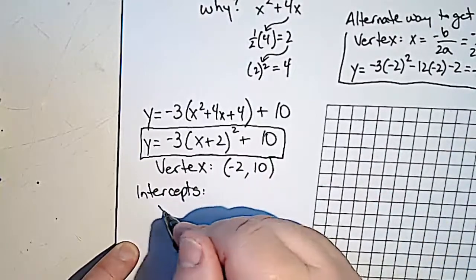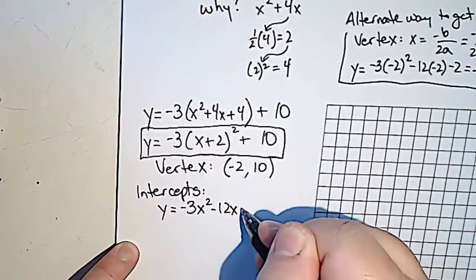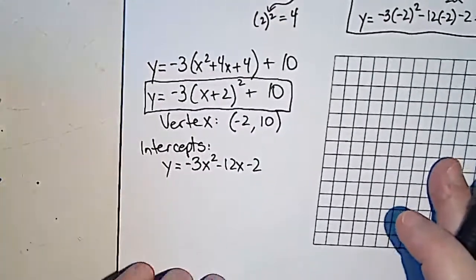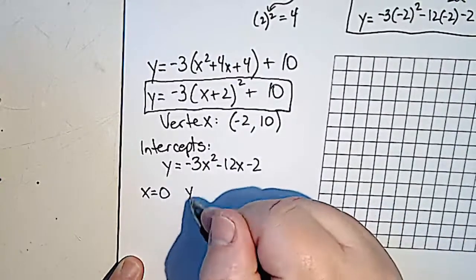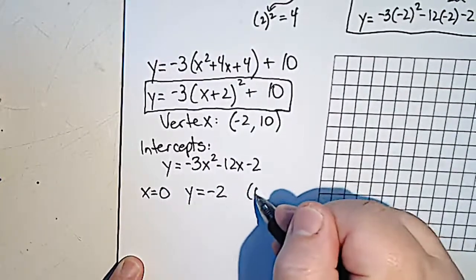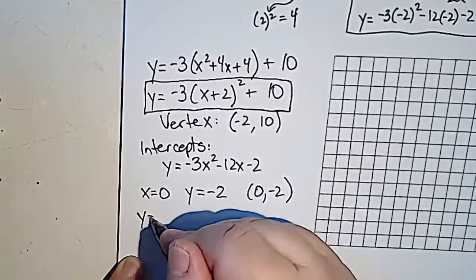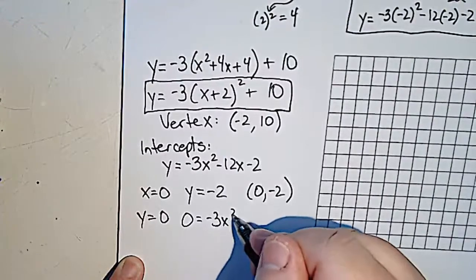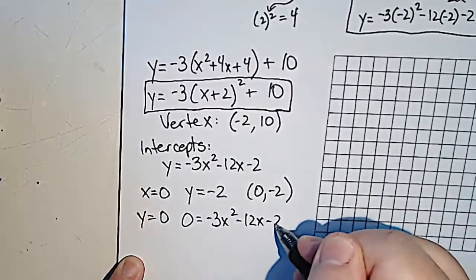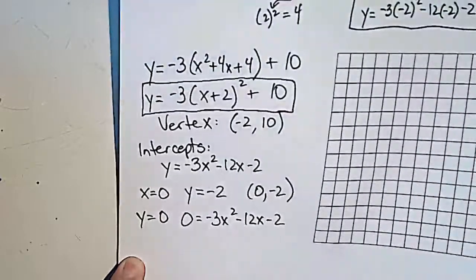So if I have y equals negative 3x squared minus 12x minus 2, then the easiest intercept is when x equals 0. So that's y equals negative 2. So we've got the point (0, negative 2). When y equals 0, that's a little bit harder. That's going to be the quadratic formula, or if you're able to factor this, then you can factor it.